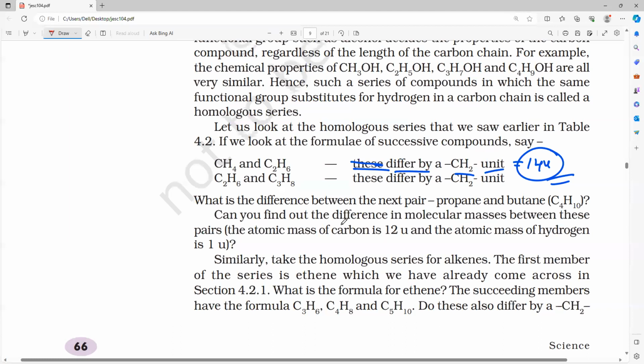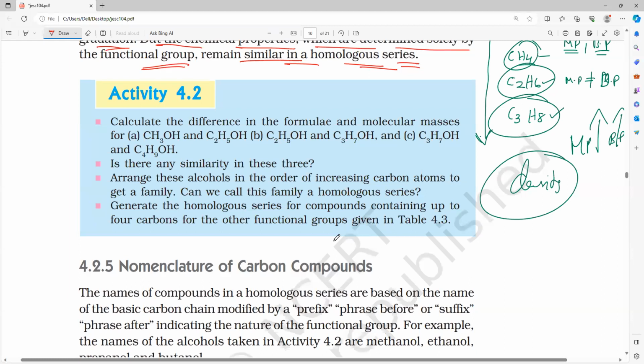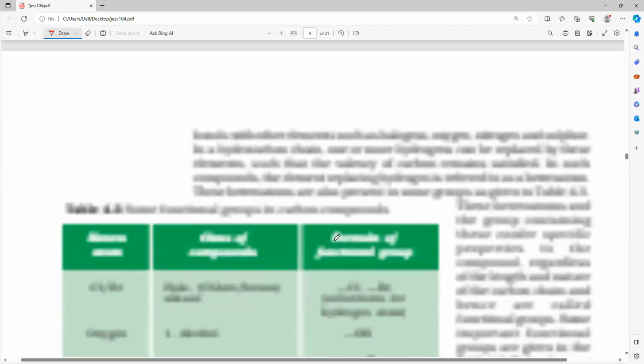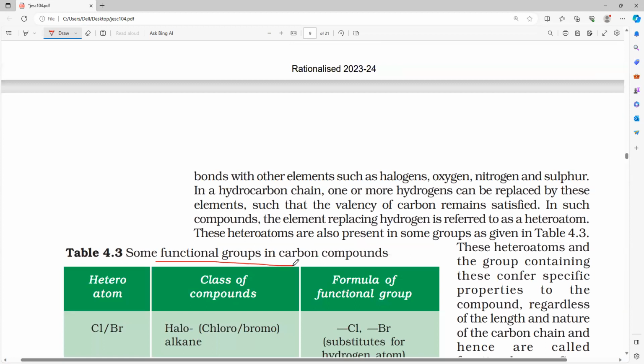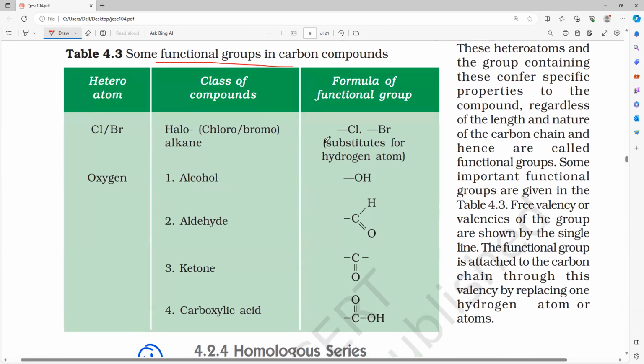Don't sleep, and come by sharply at 10 o'clock. Tomorrow we are going to start the most important concept, what we used to call functional groups. If functional groups are over, almost 70% of this chapter is completed. Then we will go with the remaining concepts. I'm expecting to finish functional groups within at least two to three days. Okay, guys, everybody. Functional groups are very important, the most important for the board exam. We'll start in tomorrow's class.